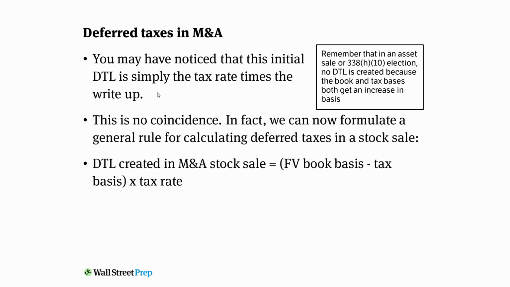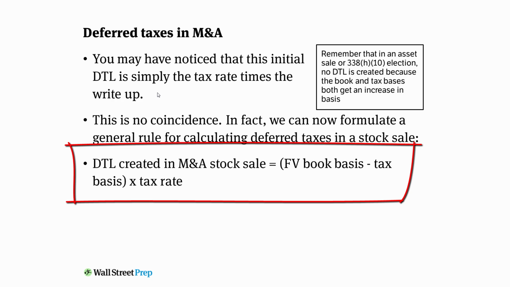In the last video, you may have noticed that the initial deferred tax liability that was created was simply the tax rate times the amount of that $100 million write-up. It's not a coincidence. In fact, we can now formulate a general rule for calculating deferred taxes in a stock sale: the DTL created in an M&A stock sale is the fair value of the book basis minus the tax basis times the tax rate.